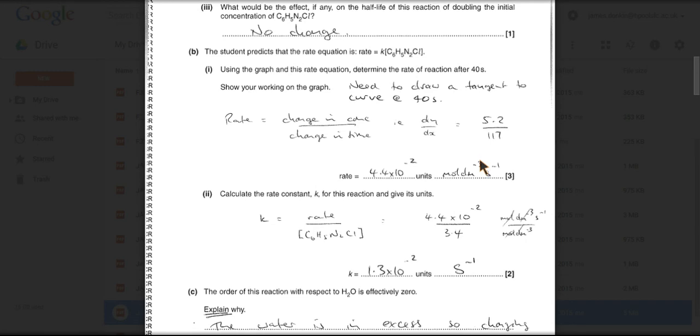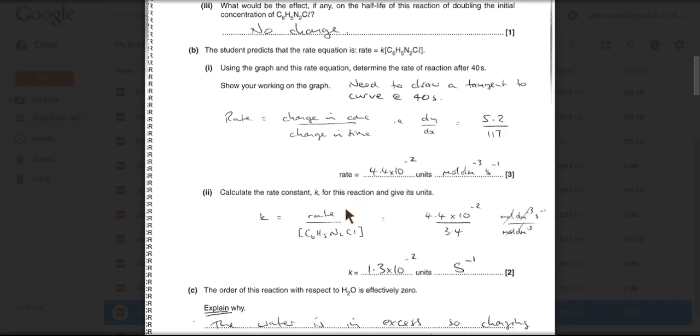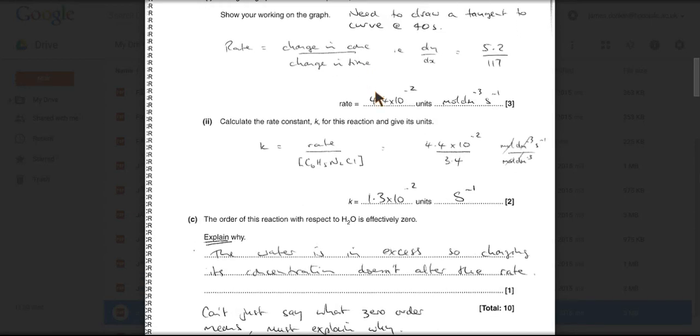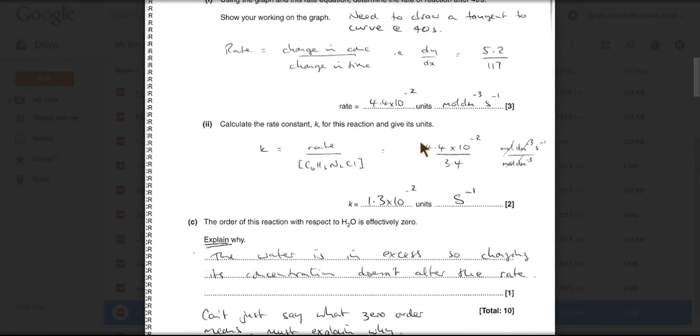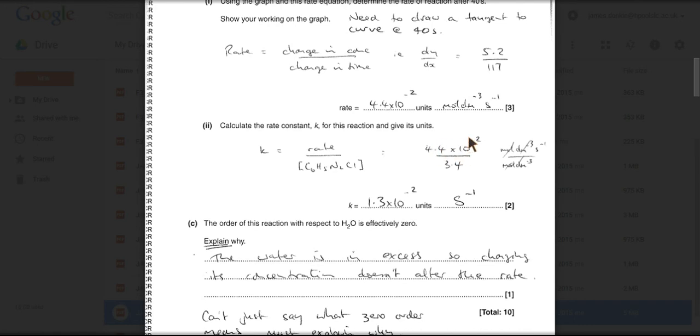And then the rate constant. To calculate the rate constant, we divide the rate by the concentration. How have I got that? Well, we've got the rate equation here. So rate equals K, the rate constant, times the concentration. So if we get K on its own, the rate constant, that's rate over concentration. So we've just calculated the rate. So that was 4.4 times 10 to the minus 2, or whatever you got in there.